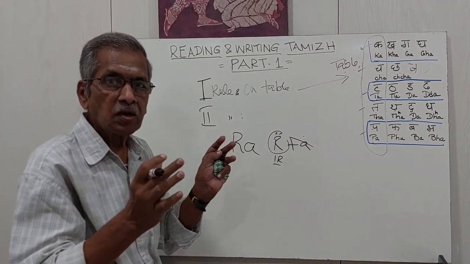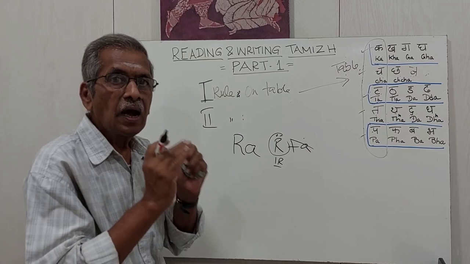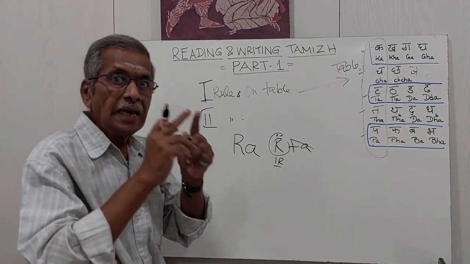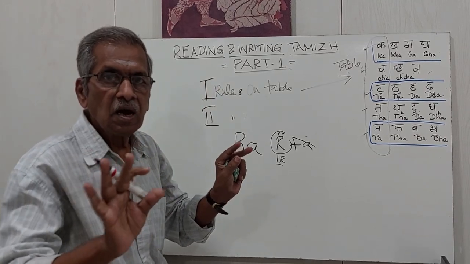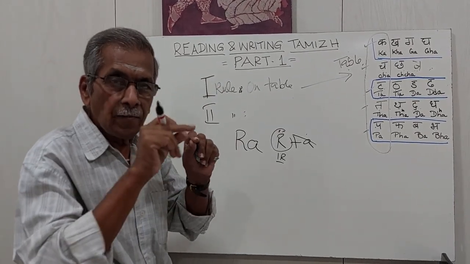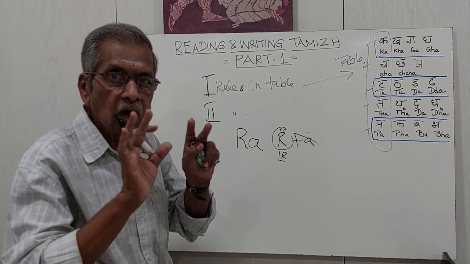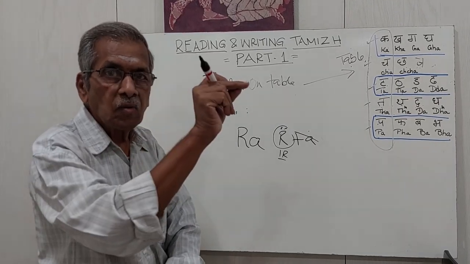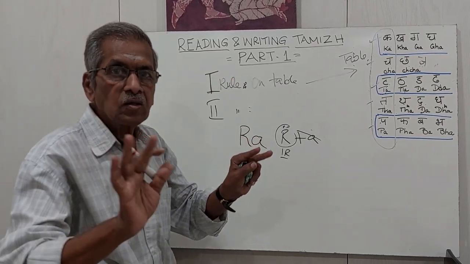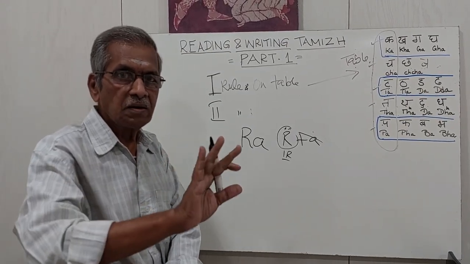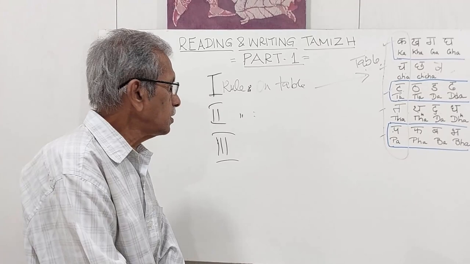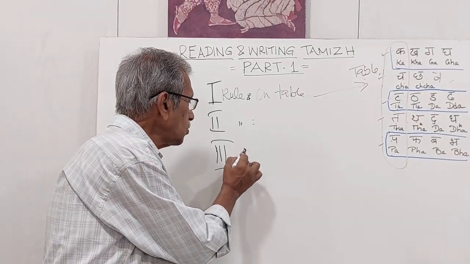So this is the second rule. So you want to say ka, you write ka, ik. How do you write ik? Ka with the dot on the top of it. Simple as that. Ram: ra, ma. Suppose you know how to write ma, put a dot on top of it, im. So this removes the vowel part of it. So this is the second rule. Now we go to the third rule.